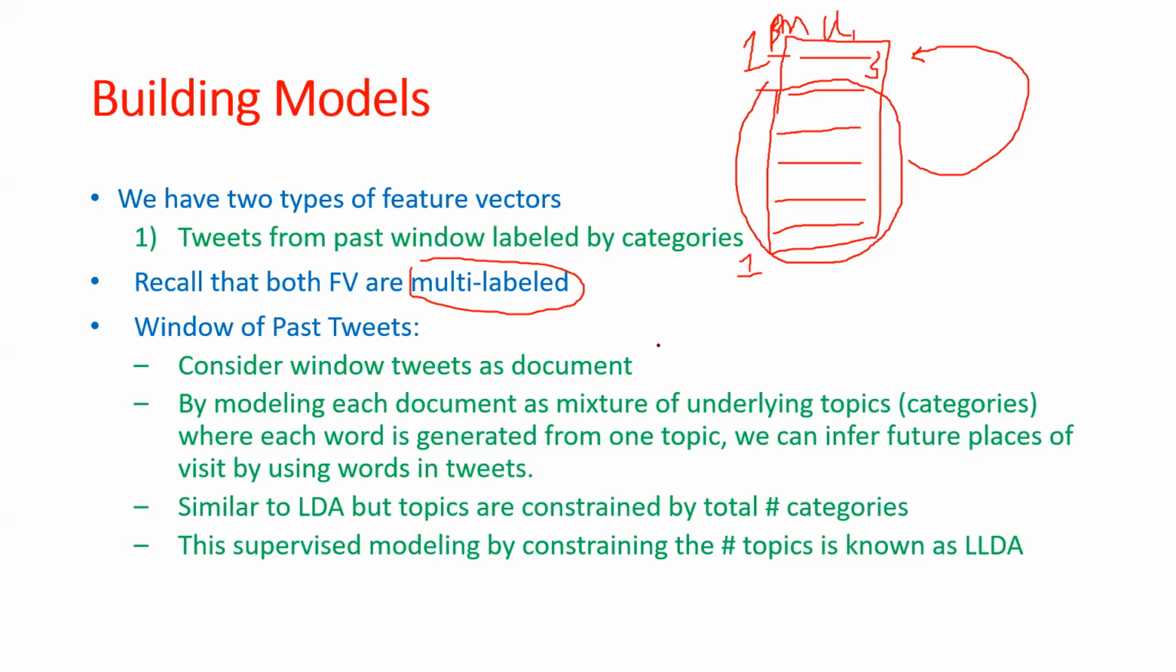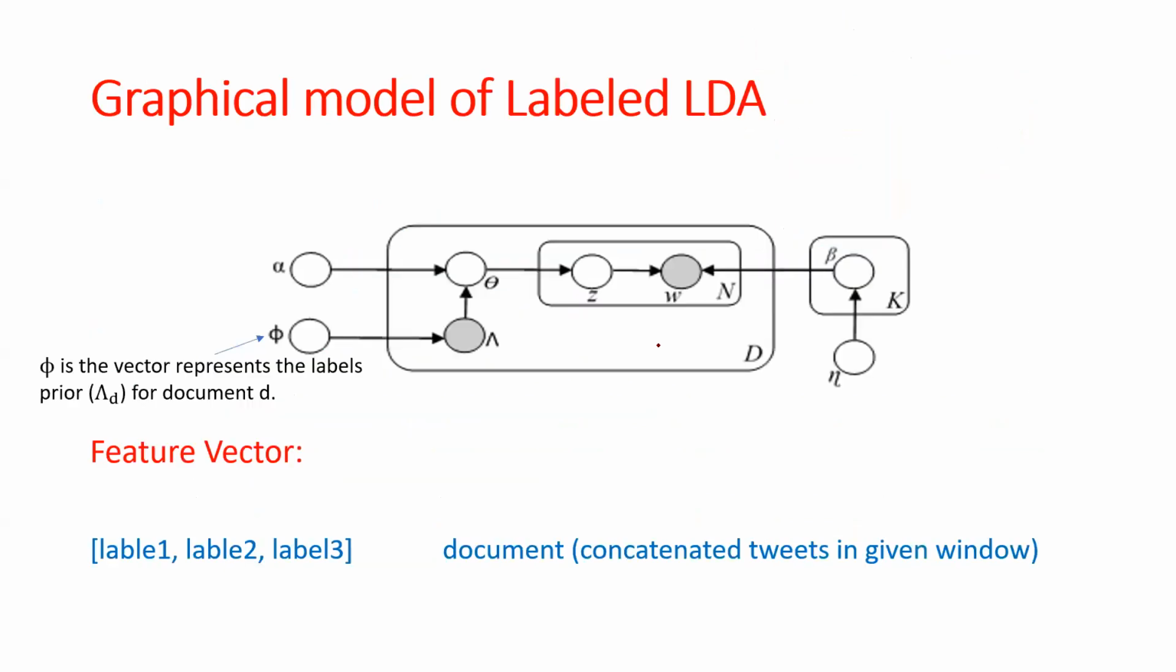As I said, every tweet was labeled with some categories, and these categories can be restaurant, theater, sports complex, anything. There were a total of 100 categories. So what we did, we used another version of LDA that is known as labeled LDA, labeled latent Dirichlet allocation.